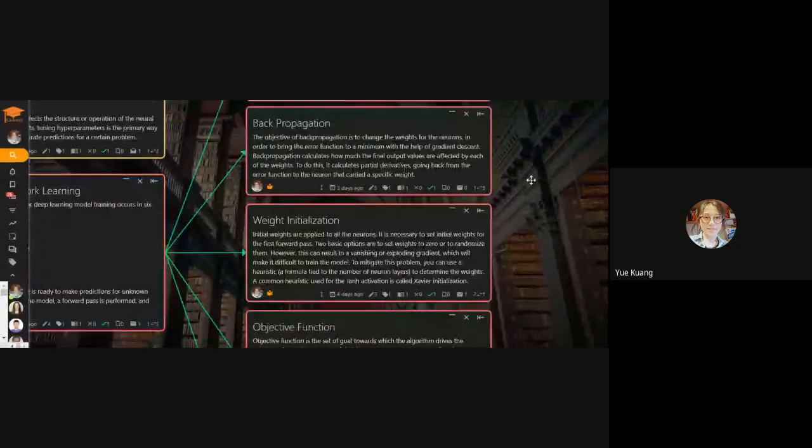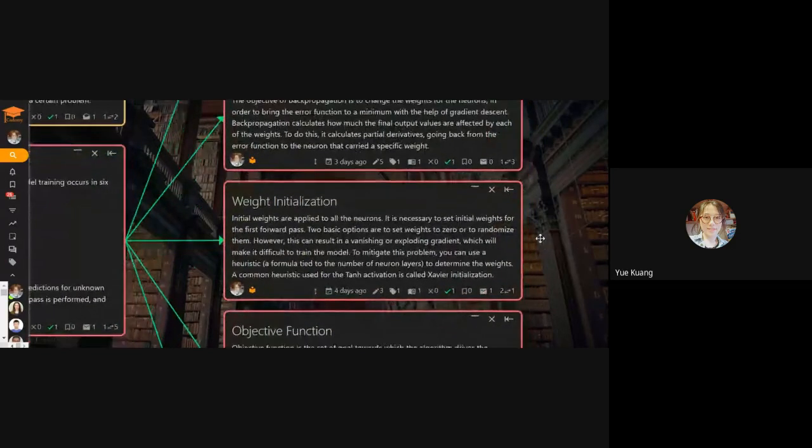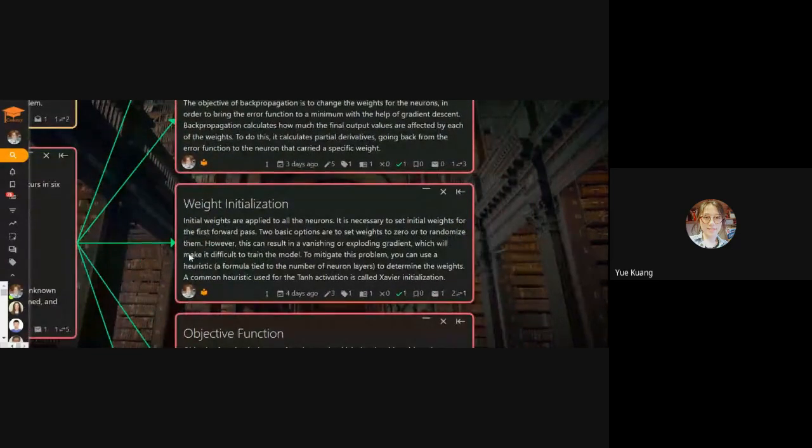So let's start with the first one, weight initialization. At the beginning of neural network training, initial weights are applied to all the neurons. It is necessary to set initial weights for the first forward pass. Two basic options are to set weights to 0 or to randomize them. However, this can result in a vanishing or exploding gradient, which will make it difficult to train the model.